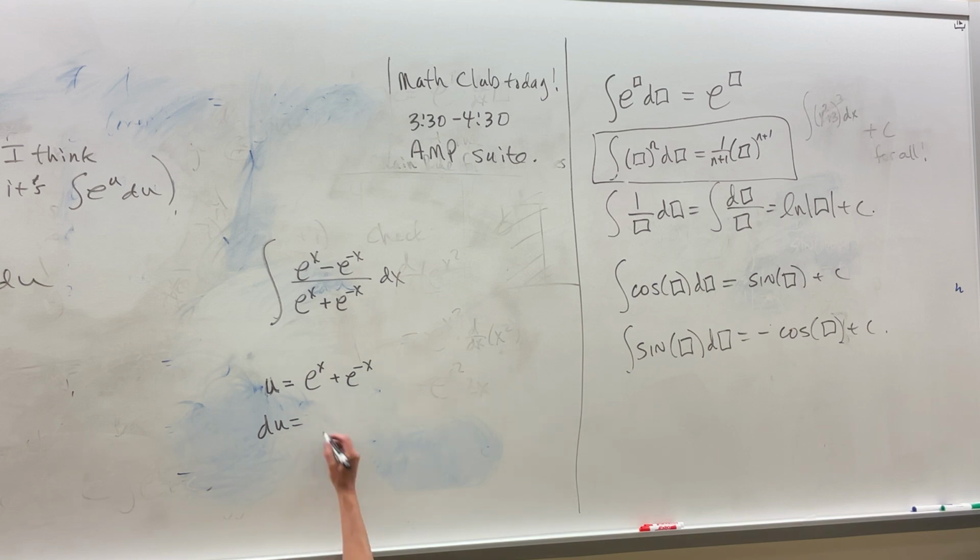Kellen, what's du? e to the x. Good start. That's part of it. Yes, awesome. And then I think you have to chain rule the second part. Yes, so then e to the negative x, and the negative 1 does something. Let's write that out. If you need to take the derivative of e to the something, you just copy the e and take it times the derivative of the something. That's the chain rule for exponentials.